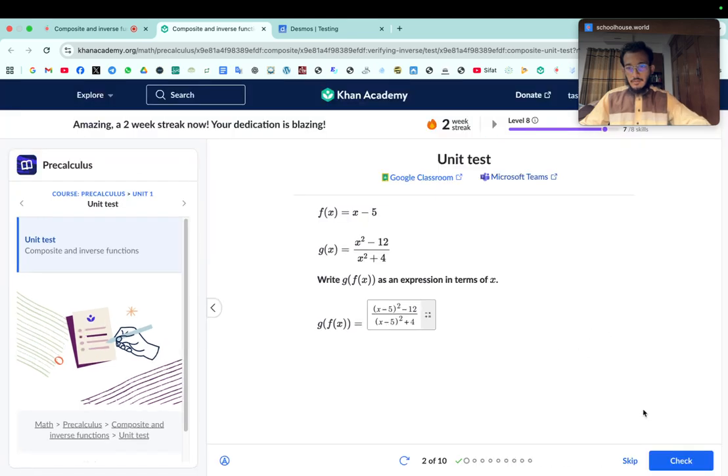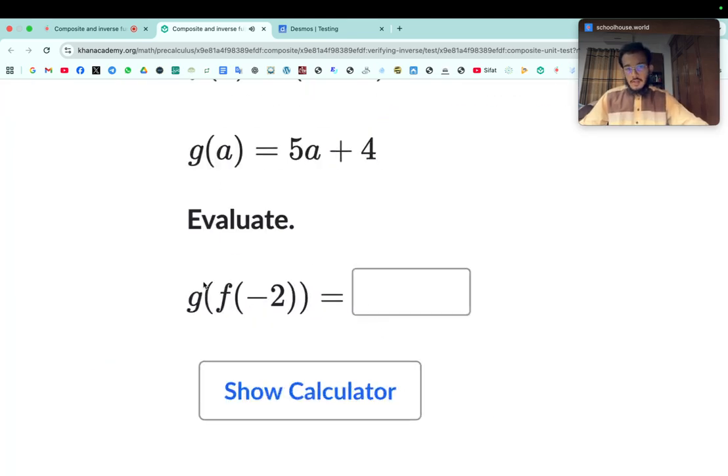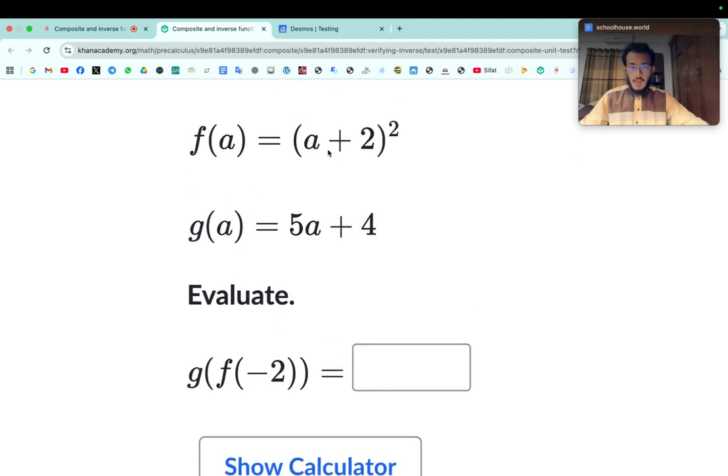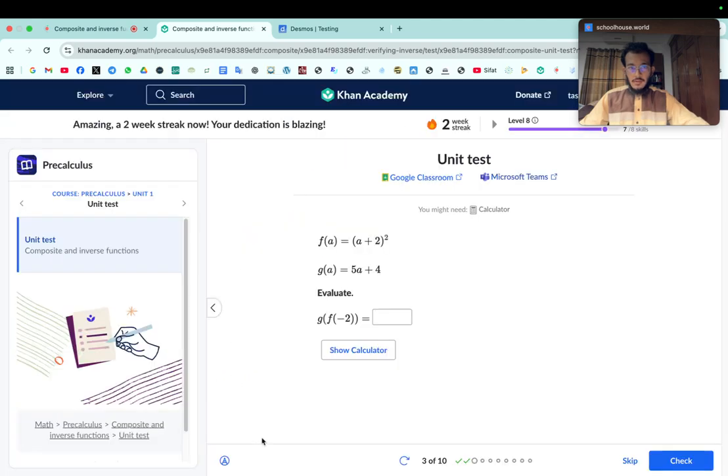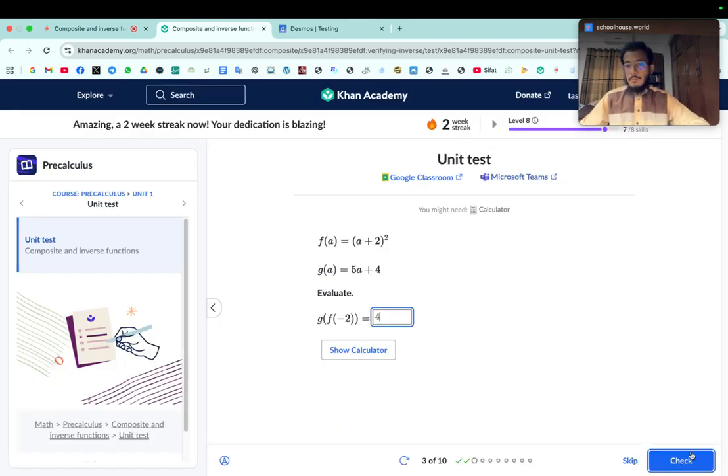Let's see. There we go. All right, so they're asking us to evaluate this. First we plug in -2 to f and see what we get. If we plug in -2 here, we get -2 plus 2, which is 0, and then whatever output we get from this function, we have to plug in here. So if we plug in 0 here, we get 4. So this is our answer.